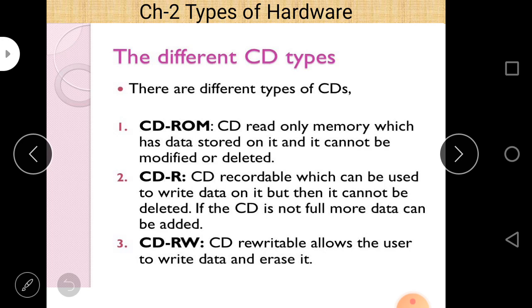So these are the basic types of CD. CD-ROM cannot be modified or deleted. In CDR, you write data once and it cannot be deleted, and you can add more data in it as per the requirement. And CD rewritable allows the user to write data and erase it.